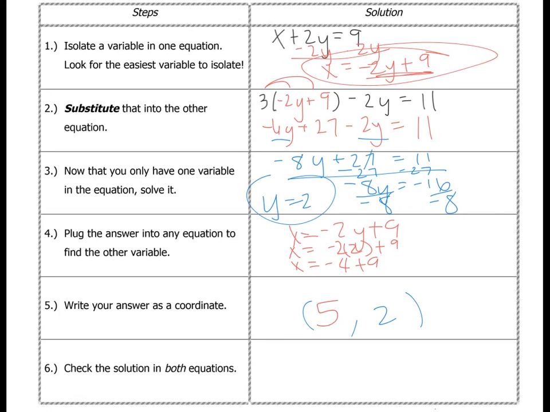The last step is check the solution in both equations. What that's asking you to do is to put the 5 in for x and the 2 in for y for both equations. So the first equation, 5 plus 2 times 2, does that equal 9? 2 times 2 is 4. Does 5 plus 4 equal 9? Yes, it does. The second equation, 3 times 5 minus 2 times 2, does that equal 11? So 15 minus 4, does that equal 11? Yes, it does. So we have checked both equations.